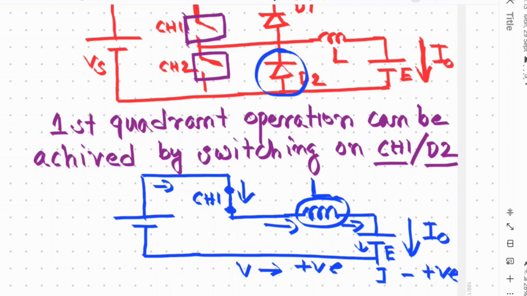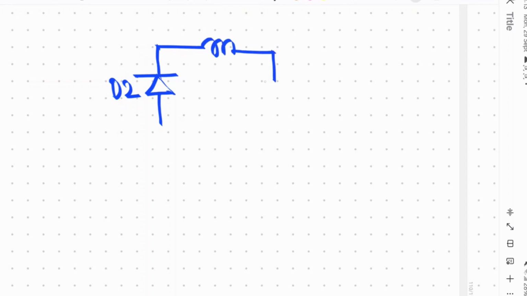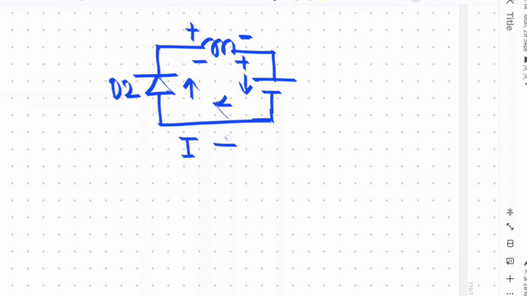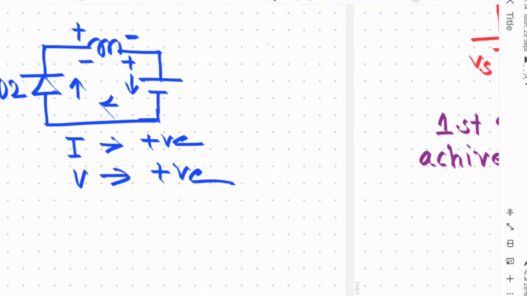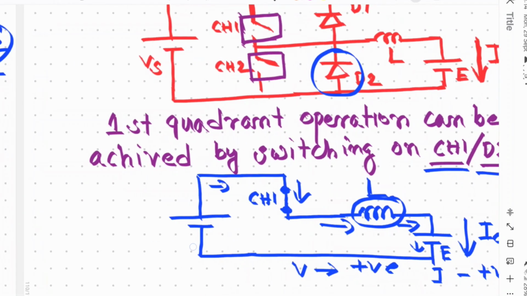Now in the second condition, when the switch is off and only diode D2 is on, the circuit will be diode D2, inductor, and the voltage source. Now the inductor will discharge and change its polarity. This will be the direction of the current flow. In this condition also, current is positive and voltage is also positive. So by switching on switch 1 and D2, we achieve the first quadrant operation, where voltage and current are both positive.